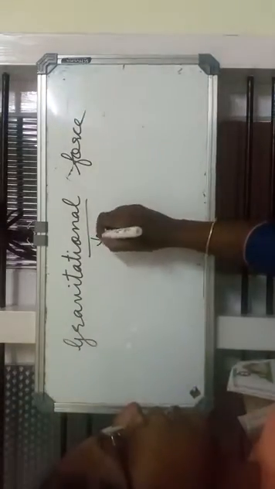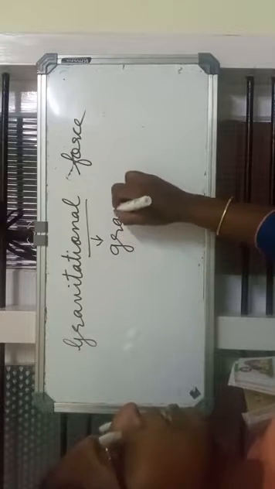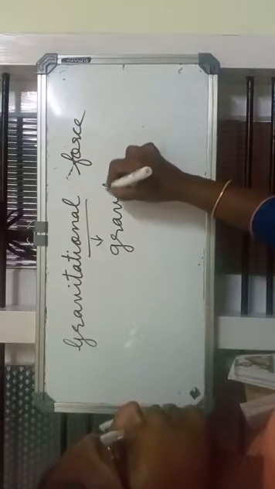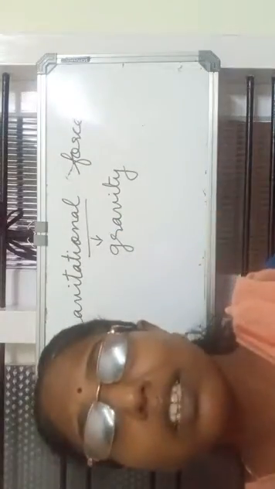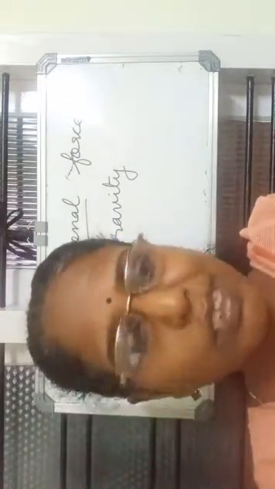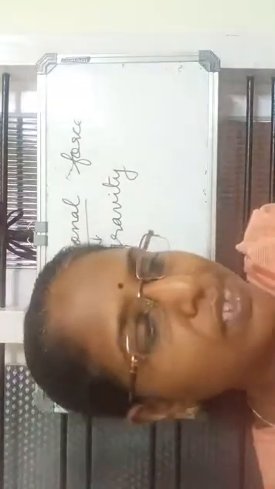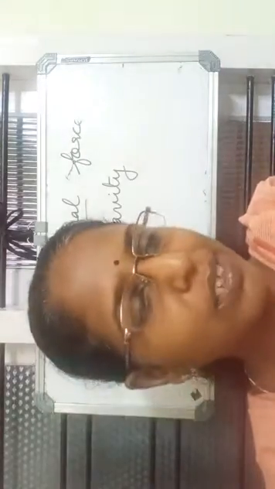Then what is gravitational force? The force by which the earth pulls the objects towards it is called gravitational force or gravity. All of you mark this and learn this. What is gravitational force? The force by which the earth pulls the objects towards it is called gravitational force or gravity.